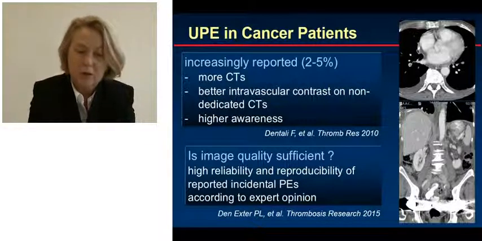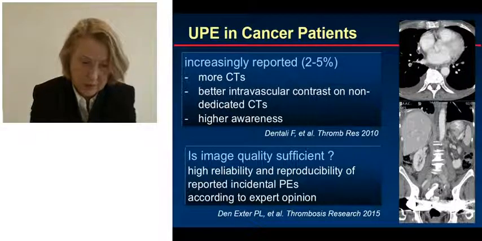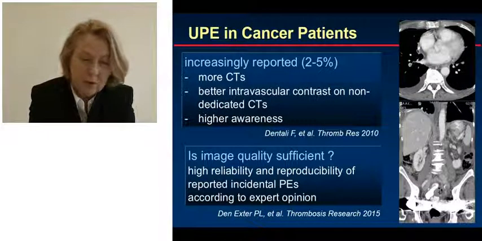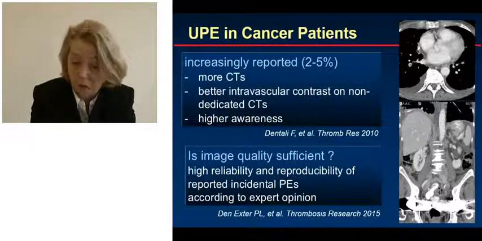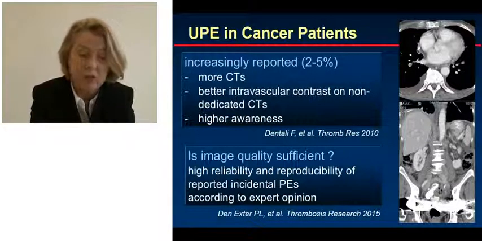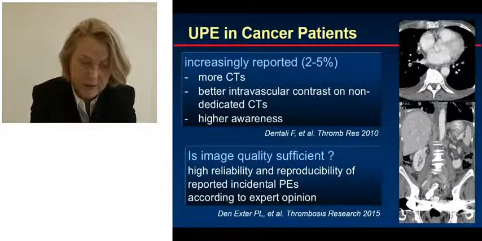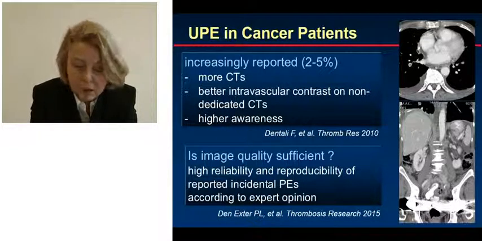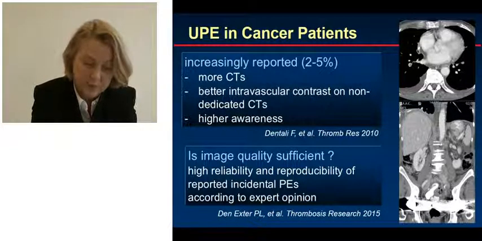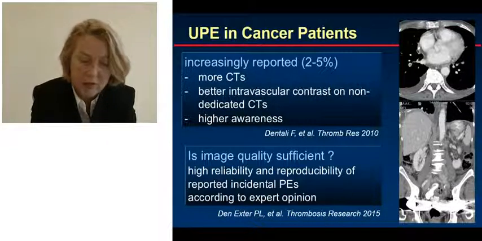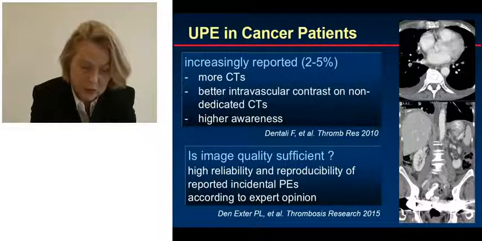Now I want to discuss with you the clinical significance. Why do we see more unsuspected pulmonary emboli in cancer patients? Because there are more CTs done in this patient group. There's better intravascular contrast or in non-dedicated CTs, and there's also higher awareness of the radiologists. However, we have to ask ourselves whether the image quality of these non-dedicated CTs is sufficient.